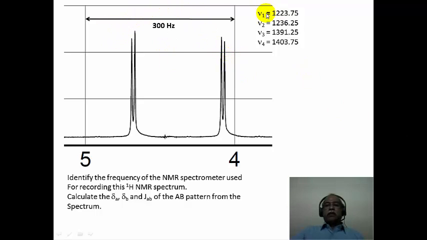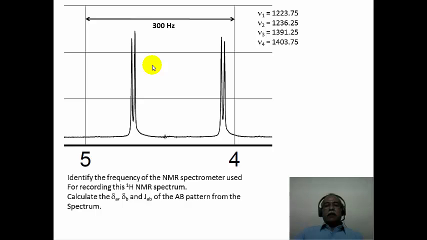The 4 frequencies given, nu1, nu2, nu3 and nu4, correspond to the frequencies of these 4 lines starting from here. 1223.75 Hertz corresponds to the first peak. The second peak is nu2, this is nu3 and nu4. So the frequencies of the 4 lines seen in the spectrum are very clearly given in the problem itself. The question is, identify the frequency of the NMR spectrometer used for recording this particular spectrum.